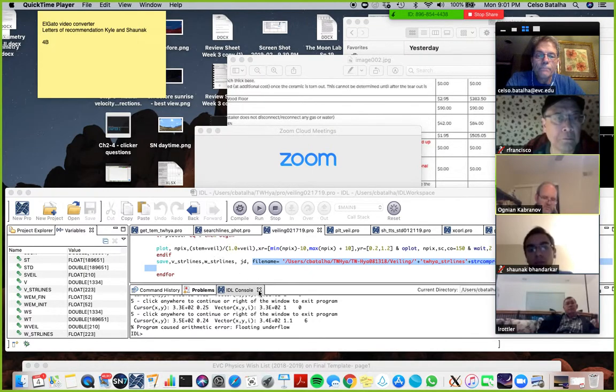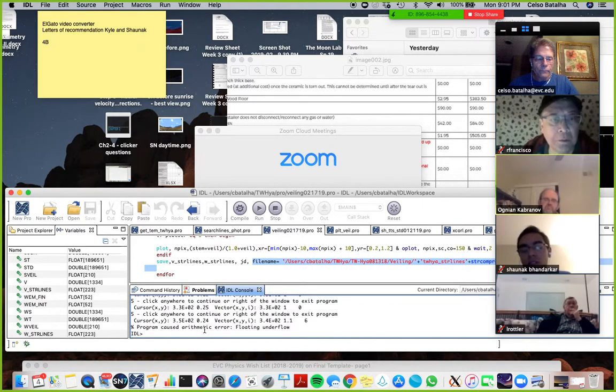So basically, Sarah went to 4,000 and 5,000. She got most of the strong lines, even in the weird regions. And then she sent it to me, and I took these strong lines, and I put them in my veiling code, and I ran it.